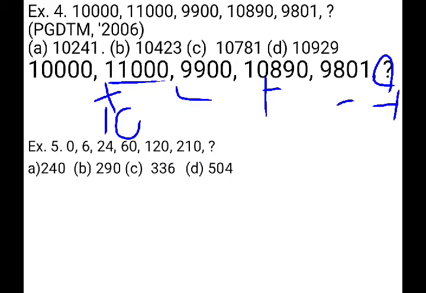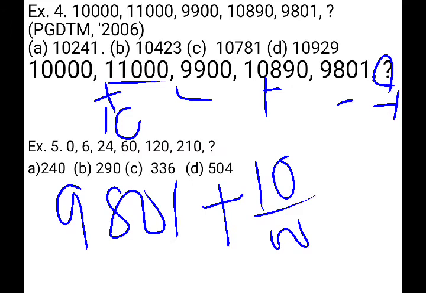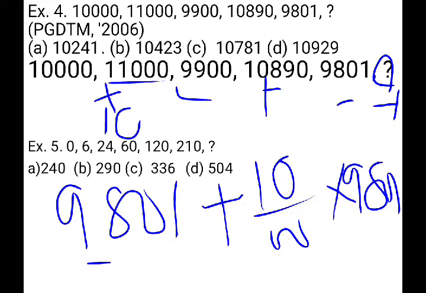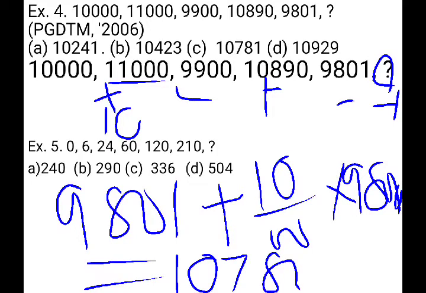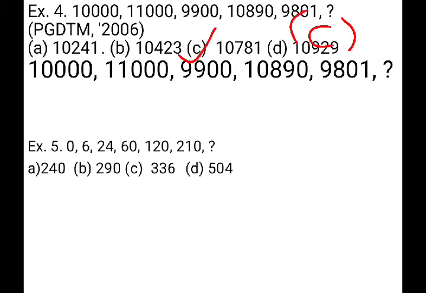Means the answer will be 9,801 plus 10% of 9,801. We can't find 10% of 9,801 exactly, so we will take 9,800. If you take it that way, we will get 10,781, option C. Now option C is the right answer.